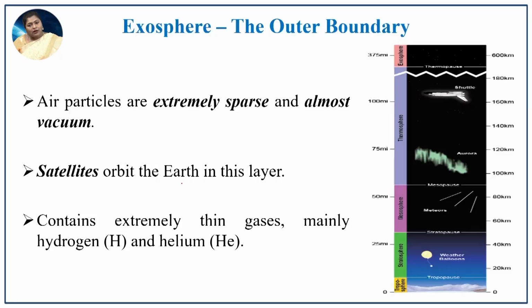Satellites orbit the earth in this layer. So, all the satellites which we are launching now mostly orbit in this exosphere. It consists of extremely thin gases, mainly hydrogen and helium.